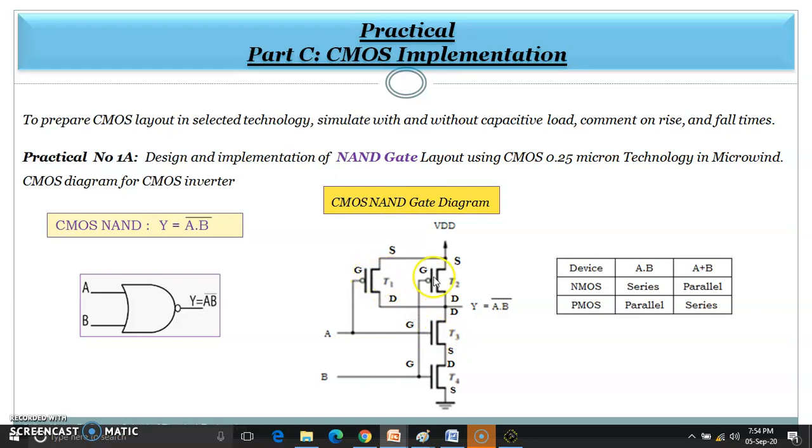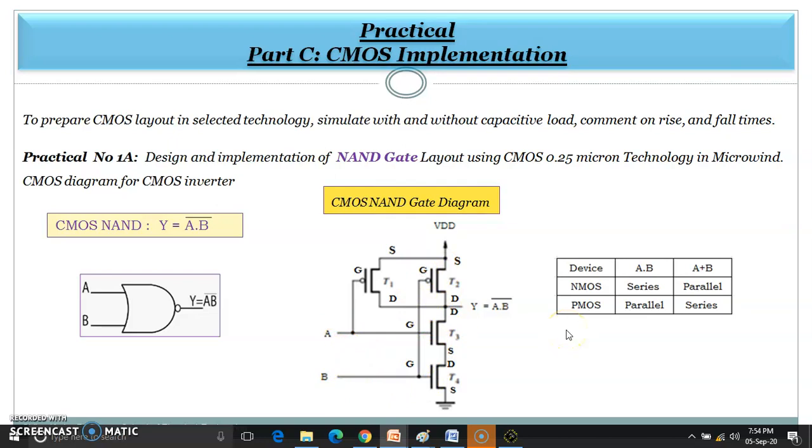And here the PMOS are connected in parallel in the pull up network, so connected to VDD. The intersection point of this pull up and pull down network forms the output. Input A is connected to A of this PMOS and NMOS, and B is connected to B for the PMOS and NMOS. So here there are two inputs.